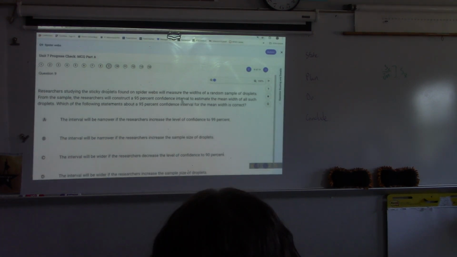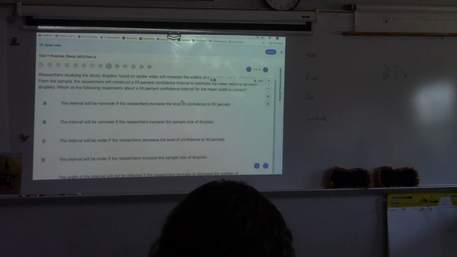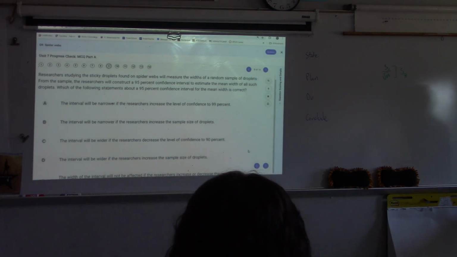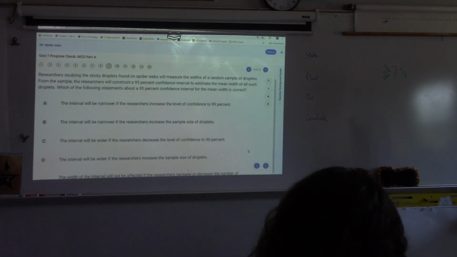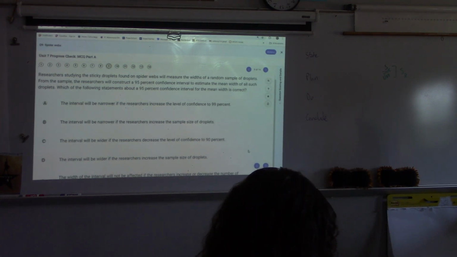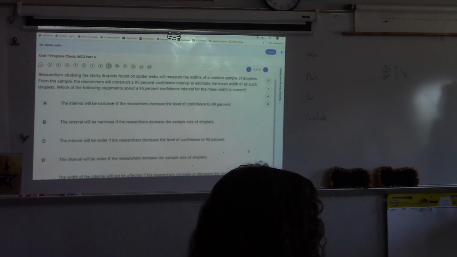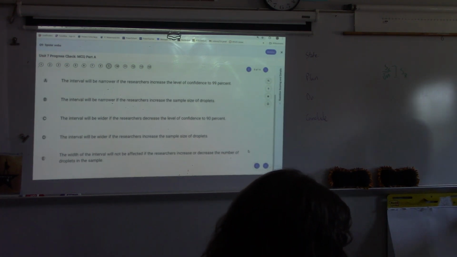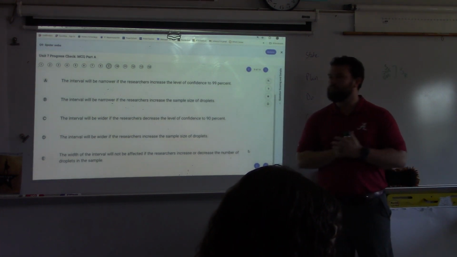All right. So researchers studying the sticky droplets found on spider webs will measure the widths of a random sample of droplets from the sample. The researchers will conduct a 95% confidence interval to estimate the mean width of all such droplets. Which of the following statements about a 95% confidence interval for the mean width is correct? The interval will be narrower if the researchers increase the level of confidence to 99%.